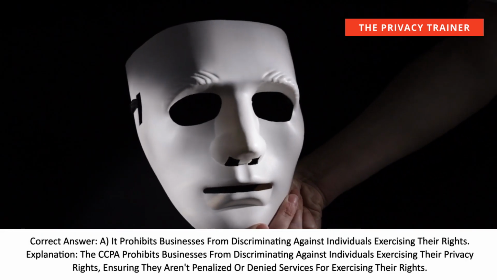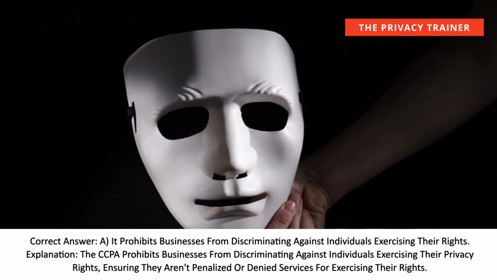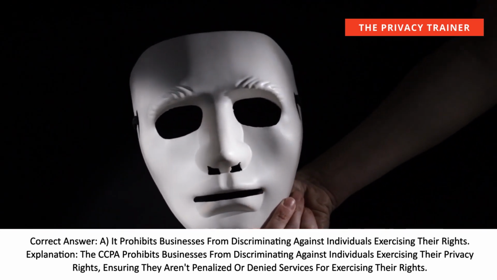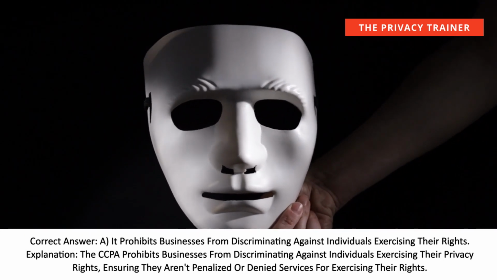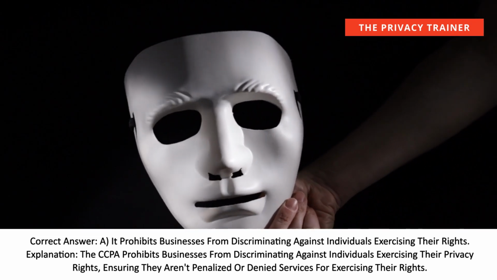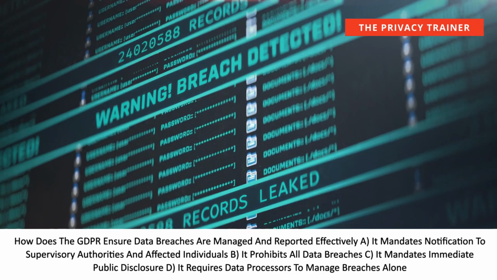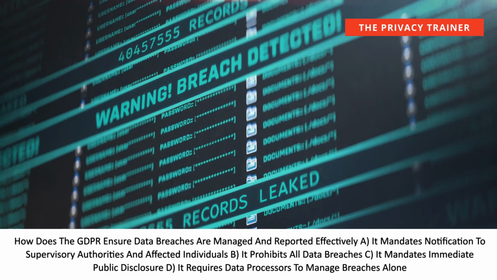Correct answer: A. It prohibits businesses from discriminating against individuals exercising their rights. Explanation: the CCPA prohibits businesses from discriminating against individuals exercising their privacy rights, ensuring they aren't penalized or denied services for exercising their rights. How does the GDPR ensure data breaches are managed and reported effectively?